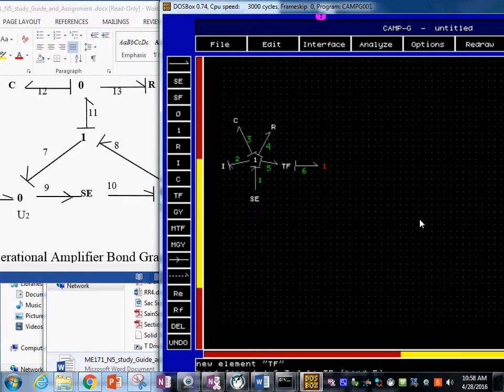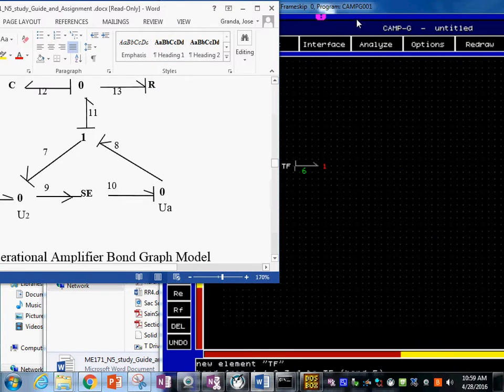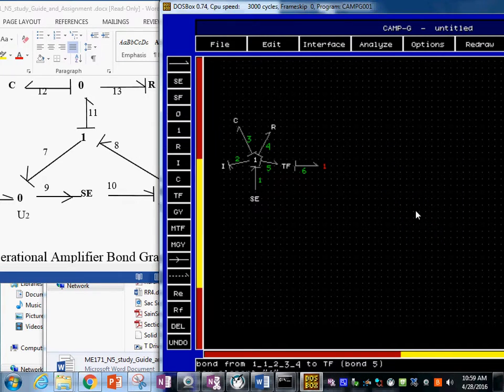Let's try to see if we can get it back to life. Hopefully we didn't affect the system in such a way, because right now we are not seeing the mouse. Okay, that's what happens whenever you use that program. If you click in the window, you can't move out of it. There we go. We're fine in here.